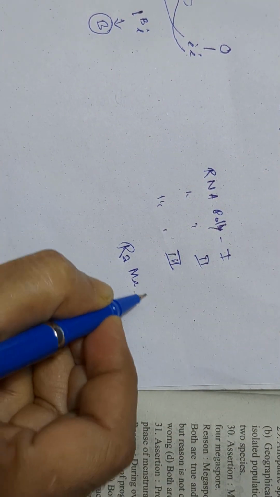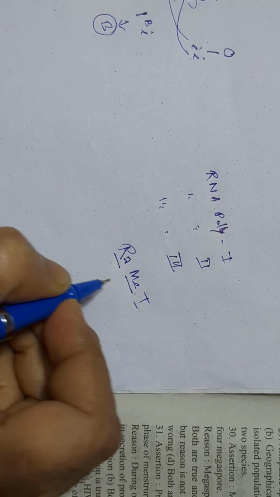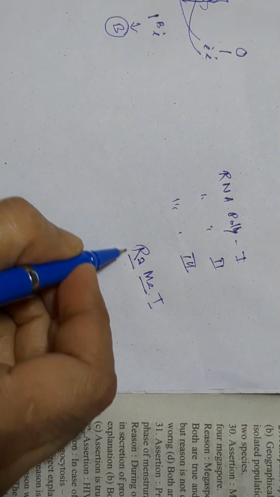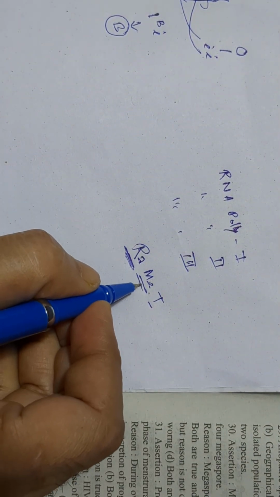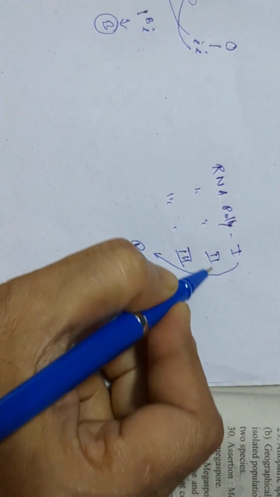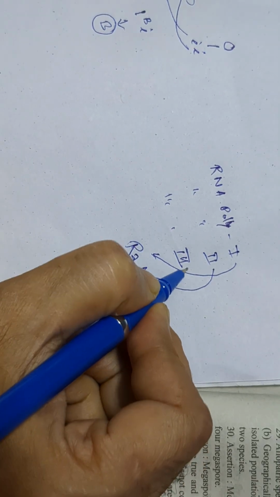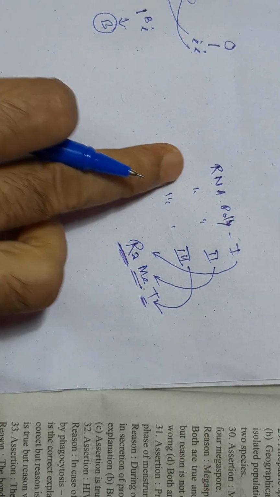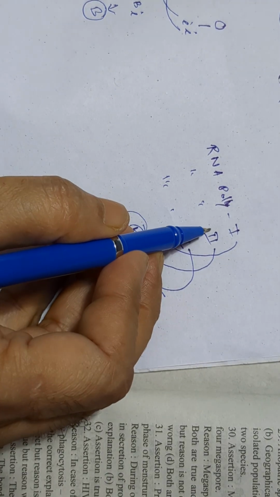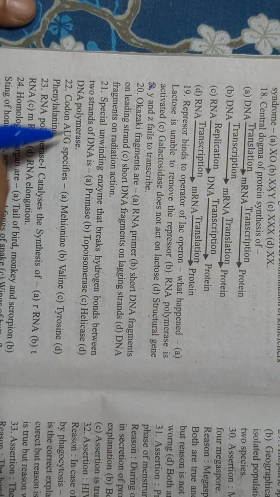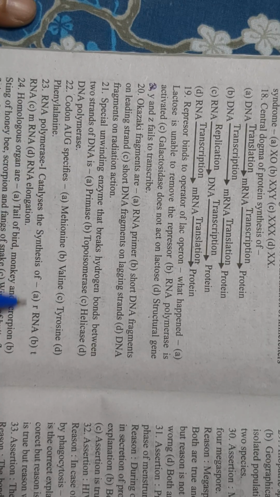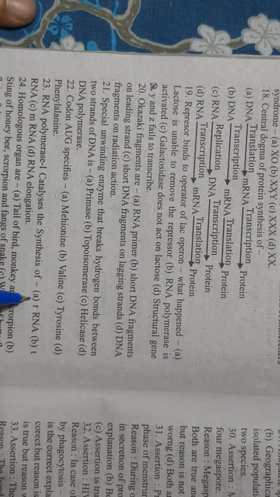RAMET. Keep it in mind to memorize the function of the 3 different RNA polymerases. Ra means ribosomal RNA, Me means mRNA, T means tRNA. So the first one produces ribosomal RNA, the second produces mRNA, the third produces tRNA. So here, RNA polymerase 1 in the question. Ribosomal RNA is produced by RNA polymerase 1. This one is the correct answer. So 23A is the correct answer.